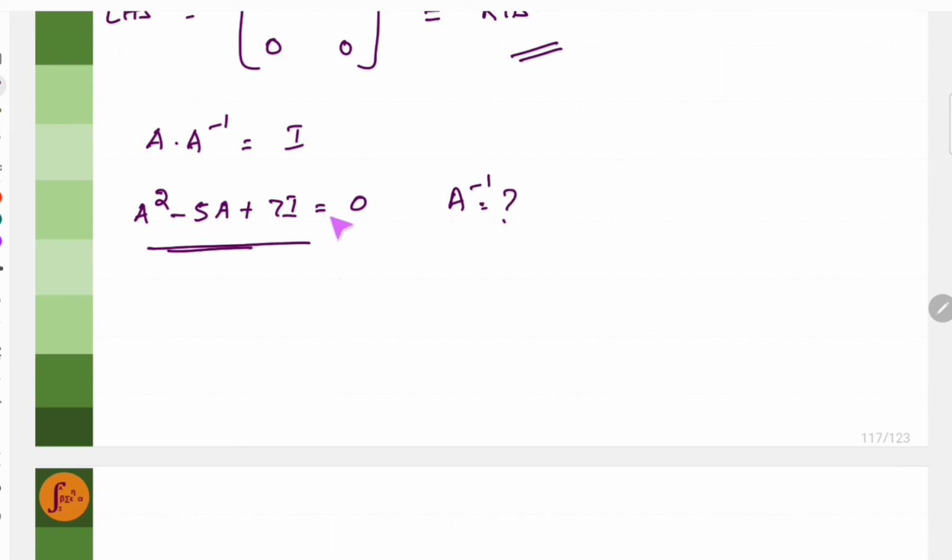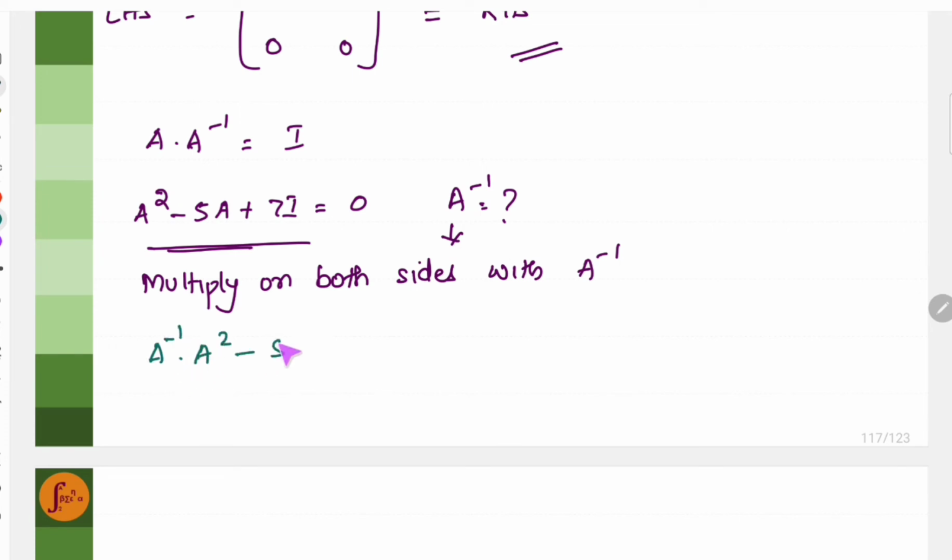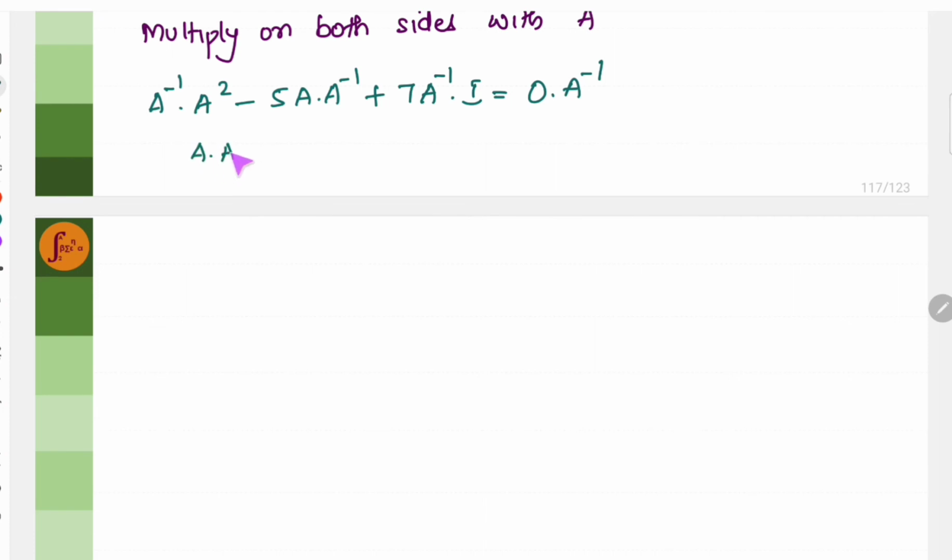What we will do is multiply both sides with A inverse, so that we get A inverse in this expression and can find this particular matrix. When you multiply, you'll get A inverse into A square minus 5 into A inverse plus 7 into A inverse into I is equal to O into A inverse. We can write A square as A into A, and then we have A inverse. A inverse into A is nothing but I, identity. So we can substitute A inverse into A is I into another A into A.